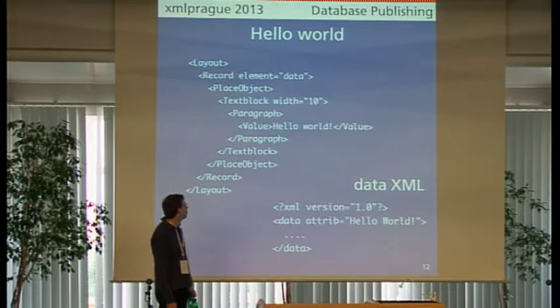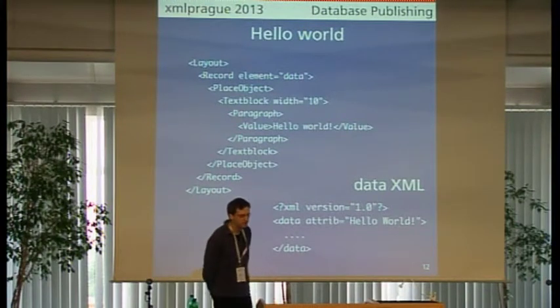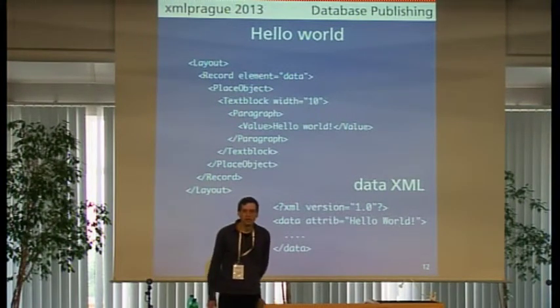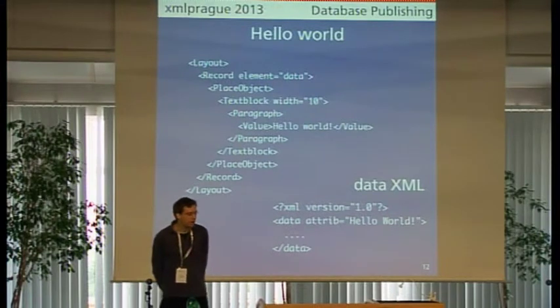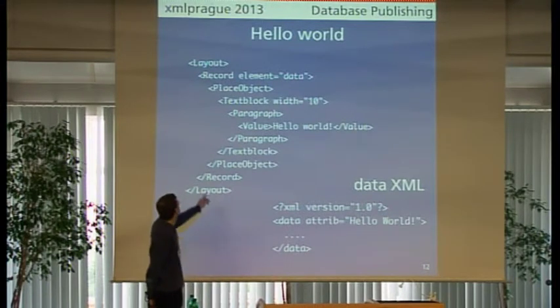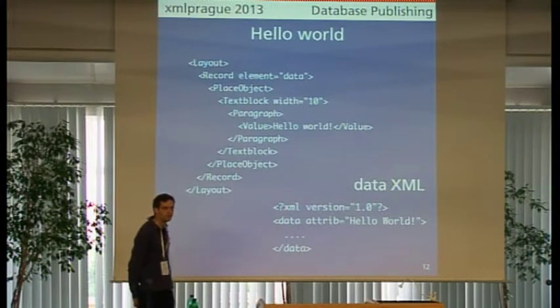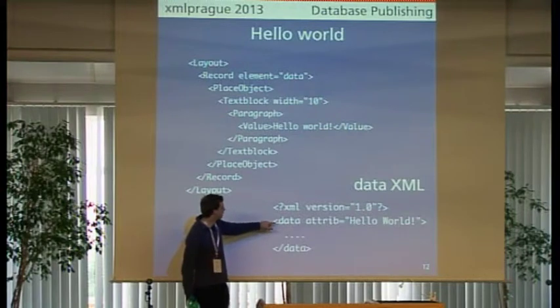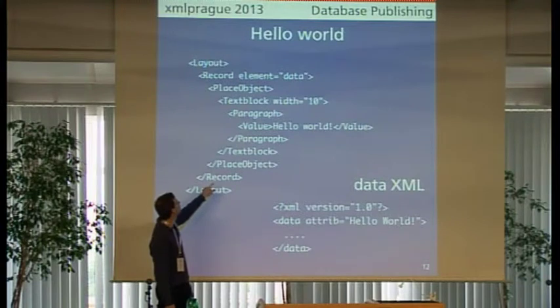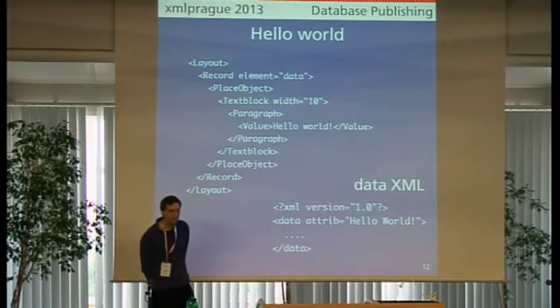Now what the publisher does is it reads the layout file altogether. And it first looks at some global definitions like font face and colors and page layout, margins. And then it starts looking for these record elements, where they are. And then it starts reading the data. And when we get to the root element, it looks into the layout instruction file where we find a record element equal to the name of the root element.